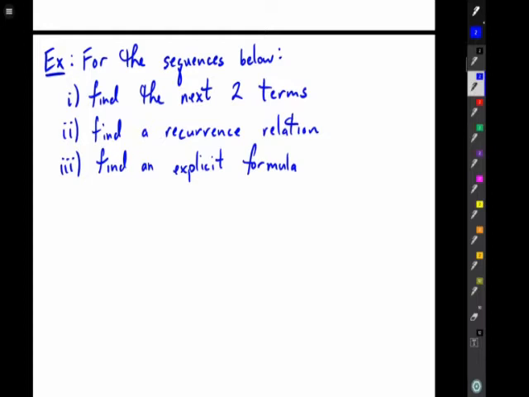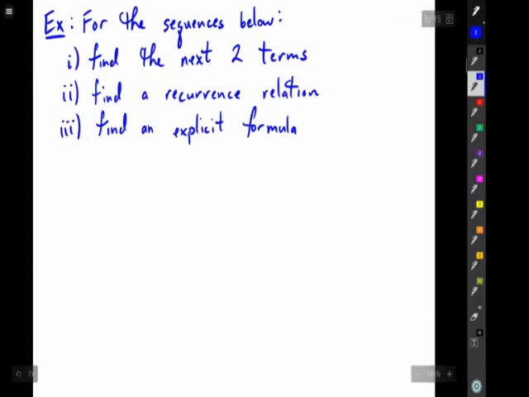And we want to do each of these 3 things for the given sequences. We want to find the next 2 terms in the sequence, we want to write down a recurrence relation, and then we want to give an explicit formula. So let's say we have this sequence 2, 5, 8, 11, 14, and so on.